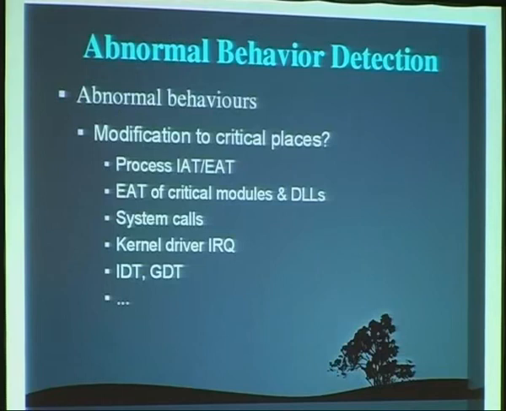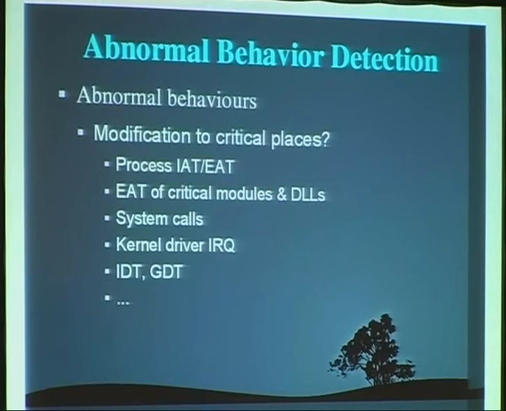And the final detection we use in eKimono is named abnormal behavior detection. Basically, the rootkit can modify your system in many critical places. For example, it can modify the import address table and export address table inside processes, inside kernel modules, inside DLLs, and it can modify system code. So the idea is that if you see information that is not what it should be, you can report it.